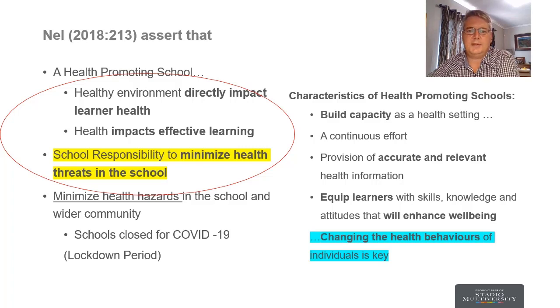And especially this is now being highlighted by the whole COVID-19 lockdown, and of course will be highlighted even more as we go towards reopening the schools, because now the schools have a responsibility to minimize the health threats in the school, or the health hazards. And one of those very difficult things to do is now to help learners to regulate themselves, and to have the school rules. So learners have social distancing, also the number of learners per class, the wearing of masks.